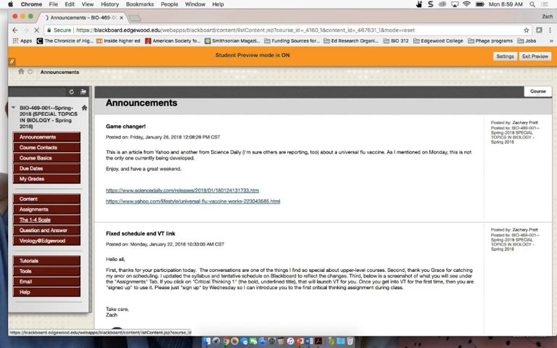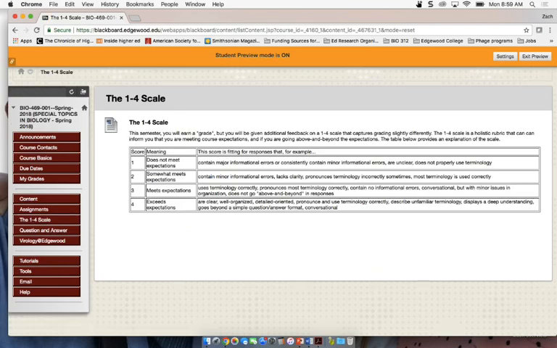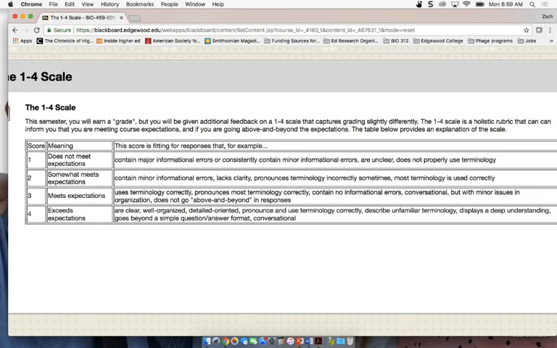So, what is this? Here's the explanation. It's a little small on here, but basically this is not the grade. This is kind of for you to orient yourself, without the points being included, on how you are performing on the individual assignment. So for the 1 to 4 scale, 1 basically means you're not meeting the expectations that I have. A 2 means you're somewhat there. Usually this is errors in terminology, maybe pronunciation in this case of this assignment. Sometimes the information might be incorrect.